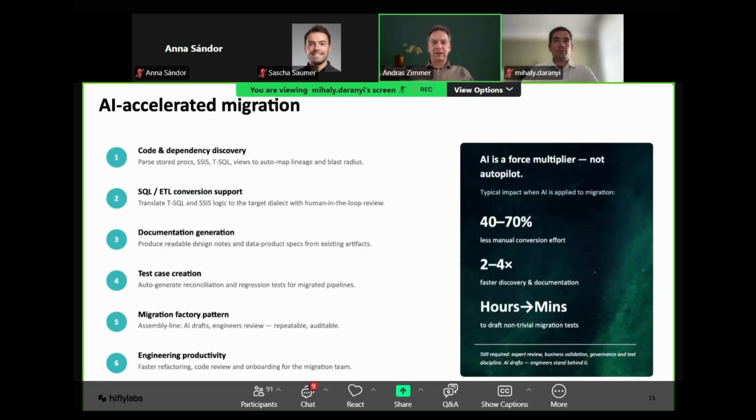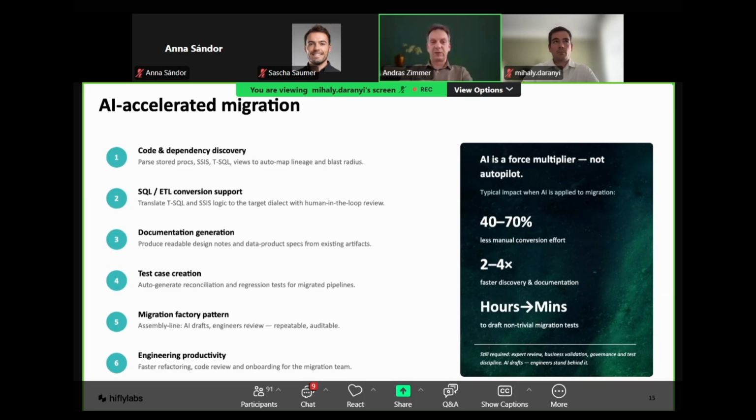Most of these phases can be AI accelerated in one way or another, which has been a huge acceleration in our experience. The first, the code and dependency discovery, is possible through Lakebridge. It can parse stored procedures and it can auto-map lineage and can detect what the blast radius of certain pipelines are. It's important so that we can select which pipelines to move first.